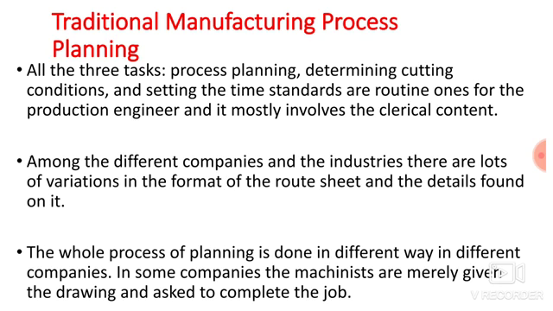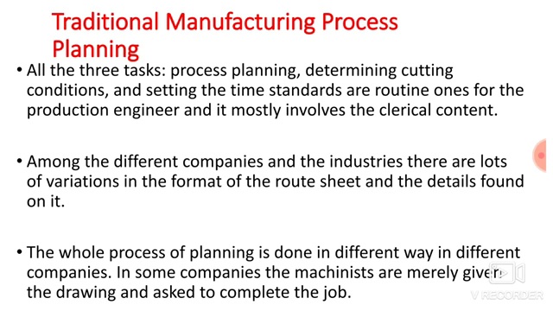So merely by looking at the drawing, the production engineer can decide the number of operations required, then the cutting conditions like cutting speed, feed, depth of cut, various cutting tools, fixtures that are required, and then the time required. So it is a routine task and it is a clerical task. Simply he has to look at the drawing and then list down those operations.